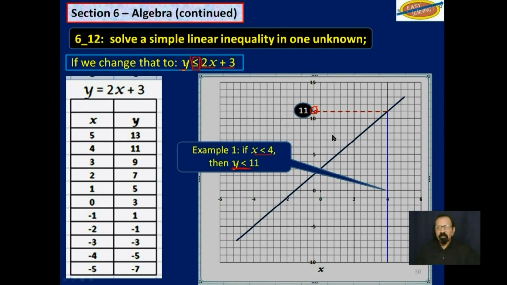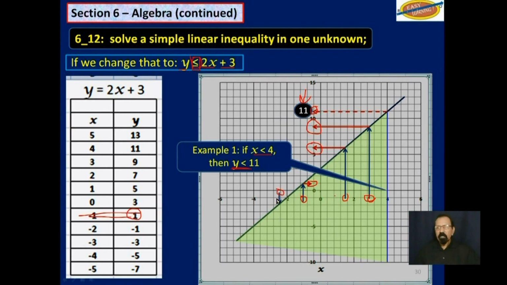But if x is less than 4, let's pick some points in this green area here. Let's pick a point here which is less than 4. You go up and you come across here. Notice this is less than 11 because 11 is up there. Pick another point less than 4. Here. Somewhere between 1 and 2 is less than 4. You come across, this of course is less than 11. Pick another point. Say here, -1, it will be 1 which is less than 11.